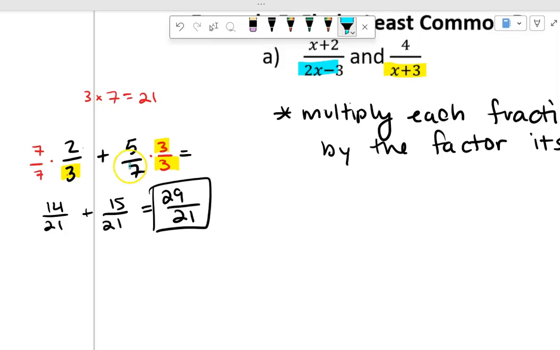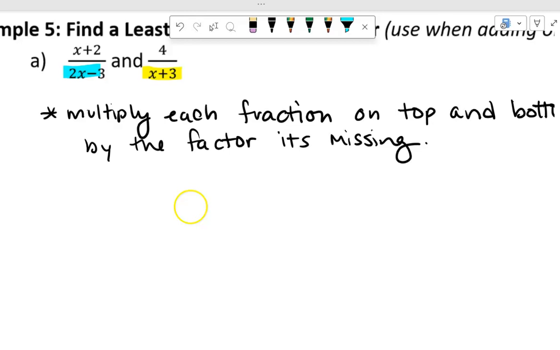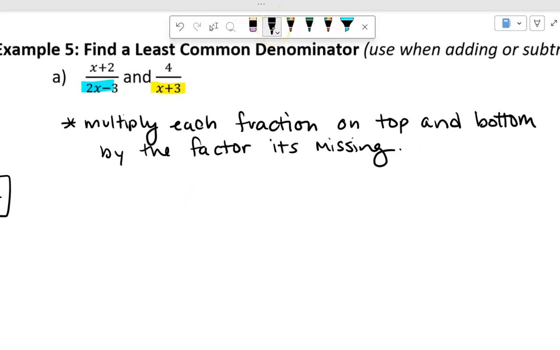In the fraction 5/7, I saw that I had a denominator of 7, so I multiplied the 7 on top and bottom to my first fraction. And that's pretty much what you have to do in all of these problems. You're gonna get a common denominator by taking each fraction and multiplying by the factor it's missing.